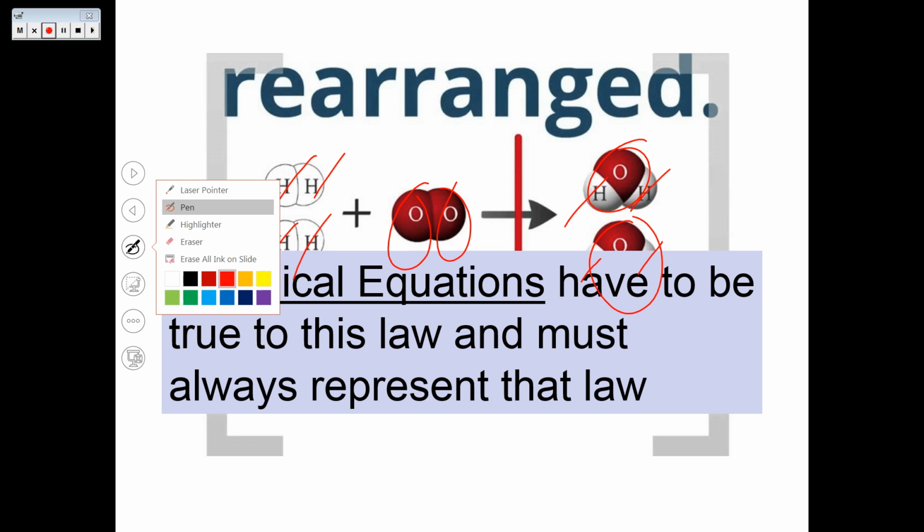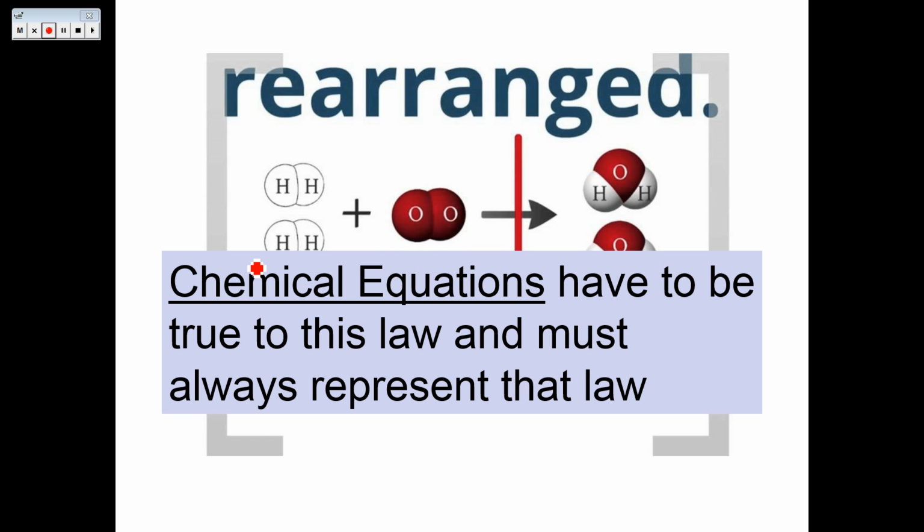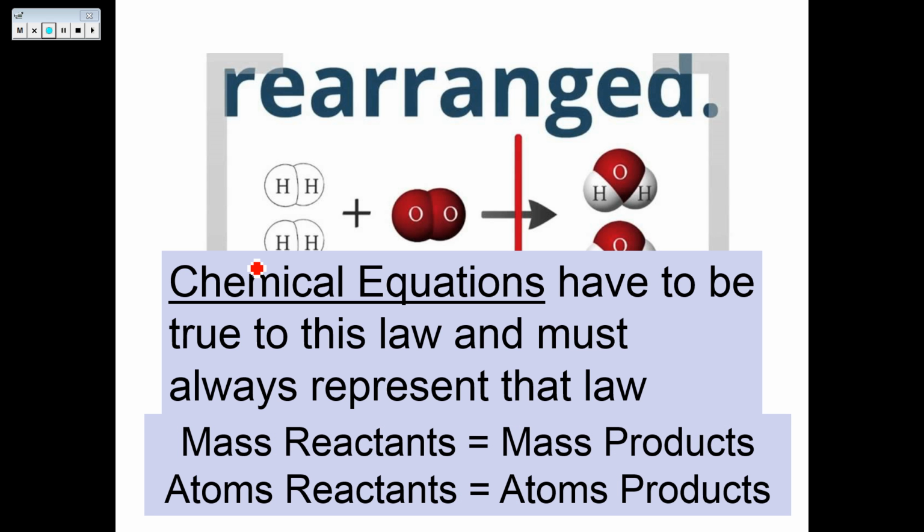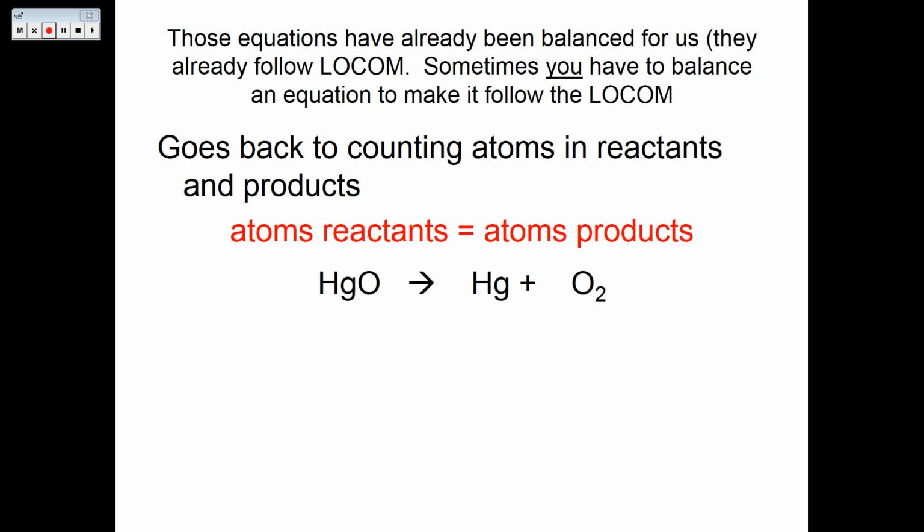A chemical equation has to be true to this law and must always represent that law. The mass of the reactants has to equal the mass of the products. The number of atoms of the reactants has to equal the number of atoms of the products. So we're going to go back to counting atoms like we saw in the last notes. What you have to do in this section is provide the coefficients that allow the atoms to be balanced, by knowing how to count atoms and how to use coefficients to count atoms.